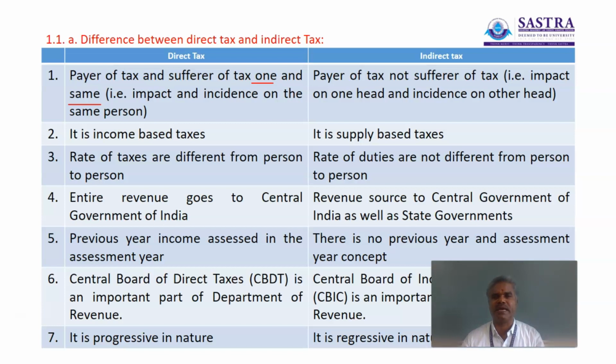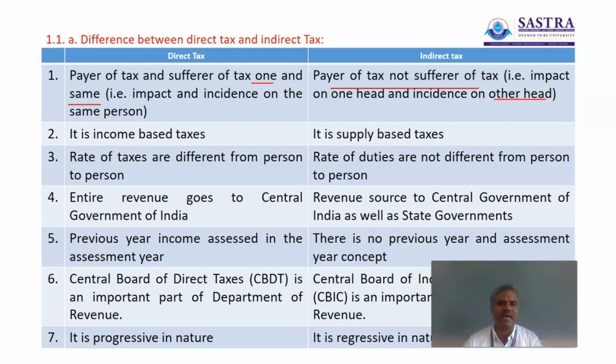In indirect tax, the payer of tax is not the sufferer of tax. He is the payer, not the sufferer, because he is not going to pay tax from his own money or from his own pocket. He simply collects money from the customer, then pays. That is, the impact is on one head and the incidence on another head. This is called indirect tax.